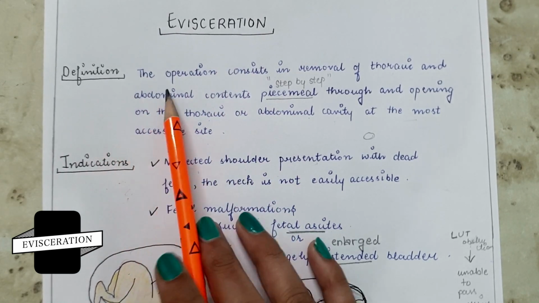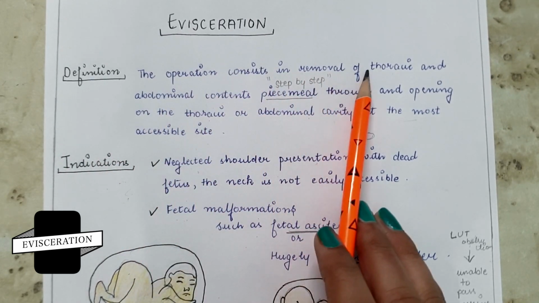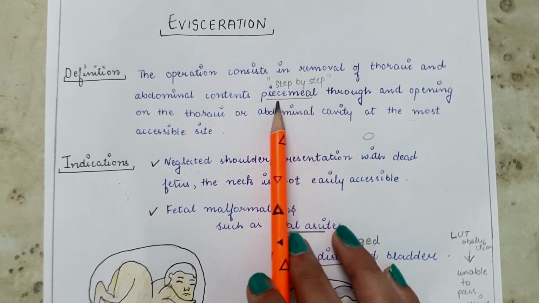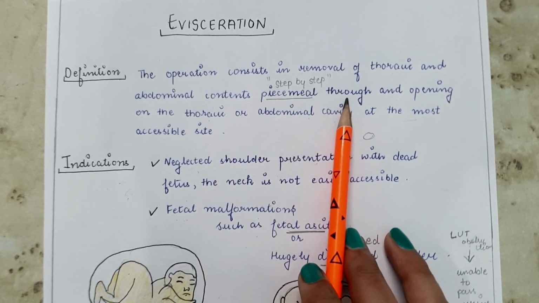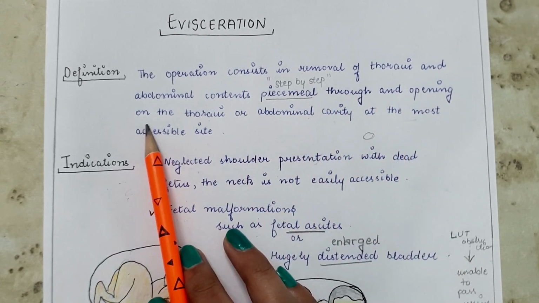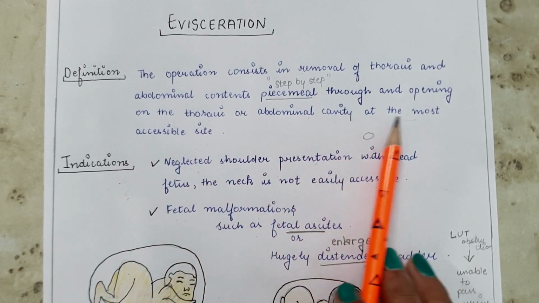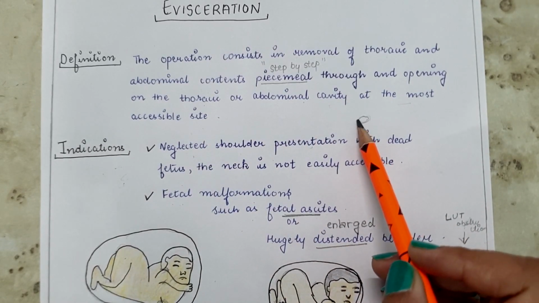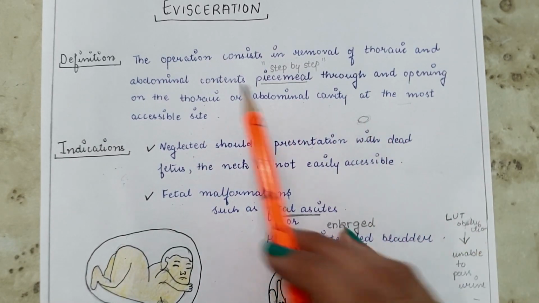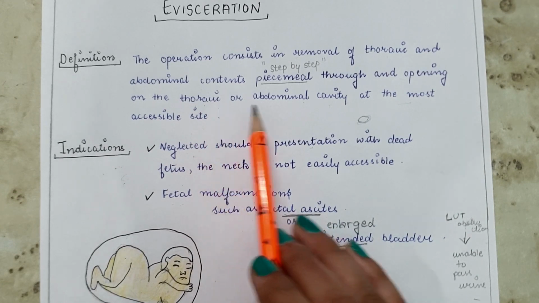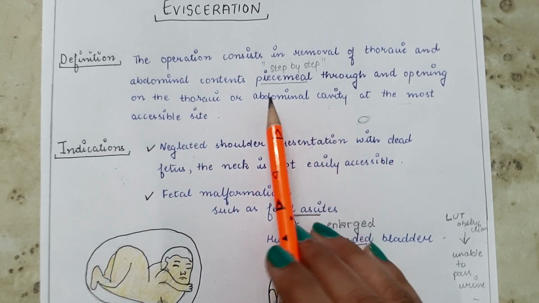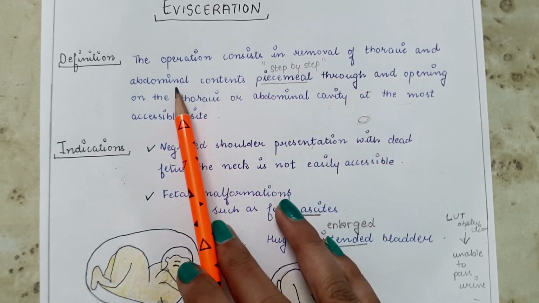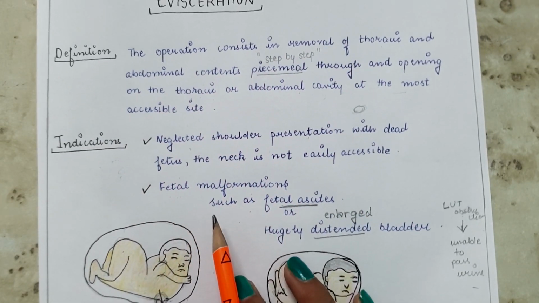Its definition: the operation consists in removal of thoracic and abdominal contents step by step or piecemeal through an opening on the thoracic or abdominal cavity at the most accessible site. So the hole should be made at the most accessible site, either on the thoracic cavity or on the abdominal cavity, but the contents should be removed from both the cavities, that is from the thoracic and abdominal cavity.